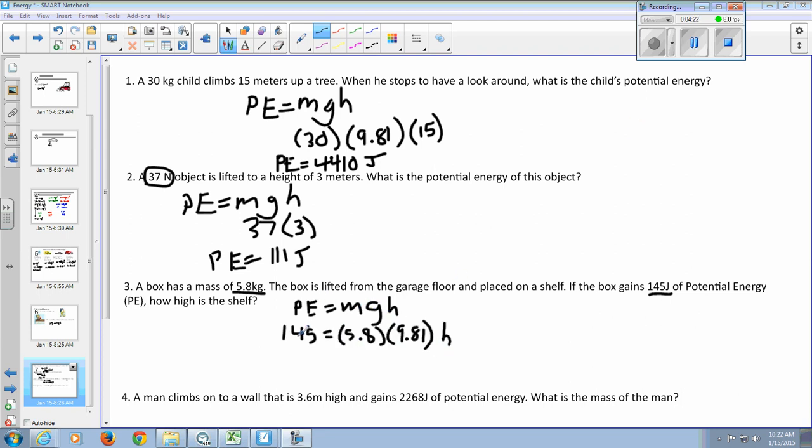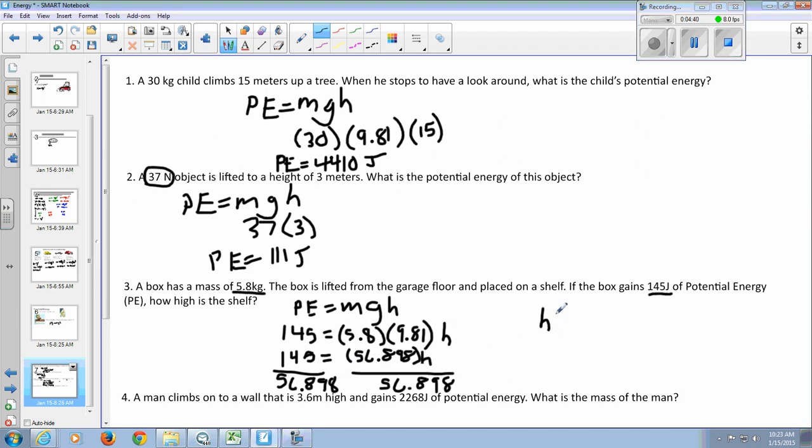Potential energy 145, mass 5.8, gravity 9.81, height we're going to solve for. Multiply these two, and then divide both sides by that answer to get your height. 5.8 times 9.81, 56.898. Divide both sides by 56.898, and the height is equal to 2.55 meters.